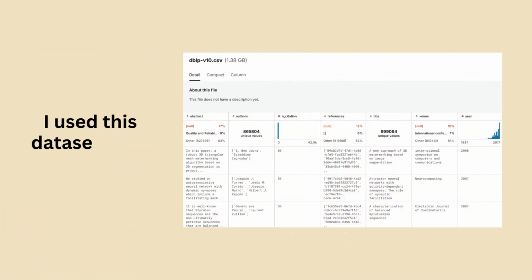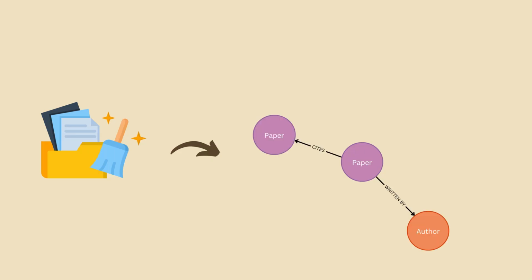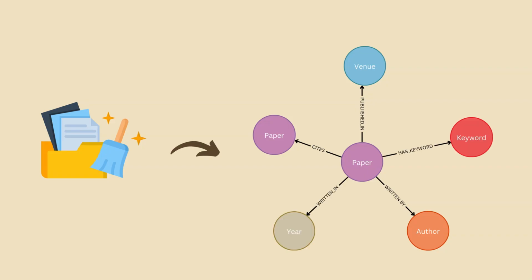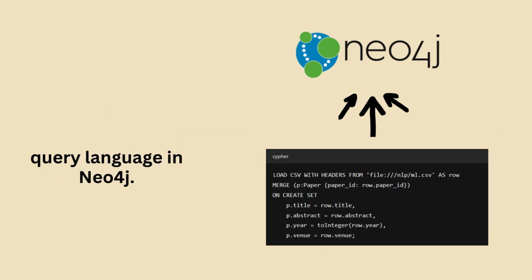I used this dataset from Kaggle with 1 million academic papers, cleaned the dataset and stored each paper as a node, connected to cited paper nodes, authors they were written by, venues or journals that they were published in, years they were written in, and keywords their titles contained. This knowledge graph was created using Cypher query language in Neo4j.